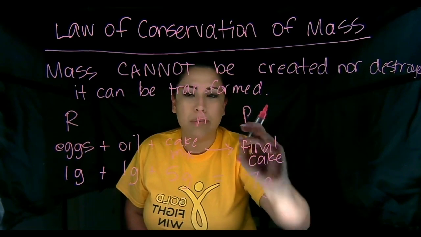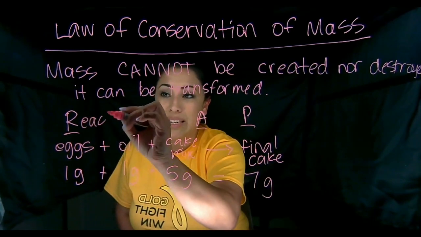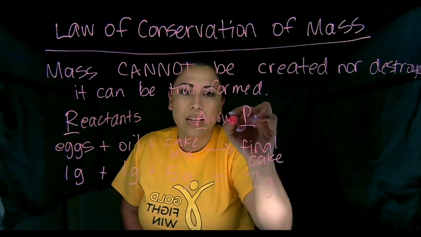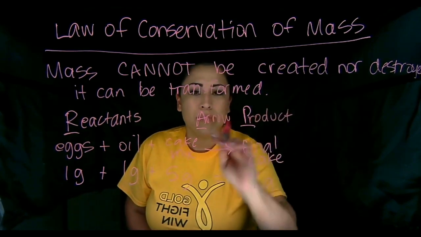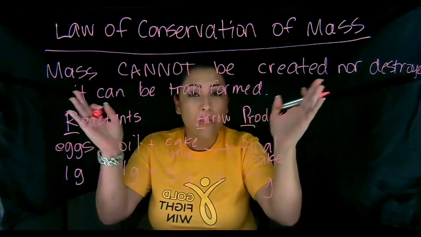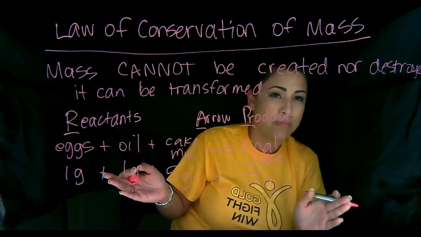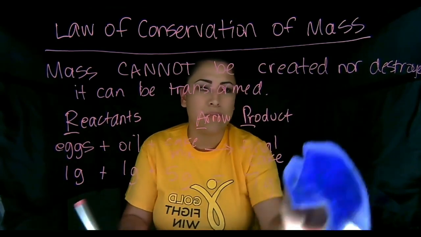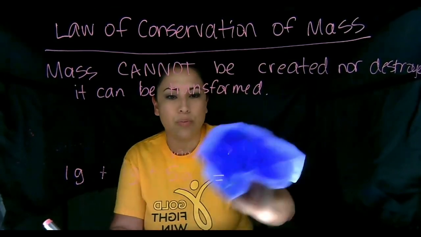RAP, R-A-P. So what does that even stand for? Well, these are going to be our reactants, or kind of like our ingredients. Reactants, arrow, makes our final product. So basically, law of conservation of mass means that we're going to be equal on both sides of our arrow. So let's try a formula, just so that we're clear. You can just write underneath what we just wrote down here.